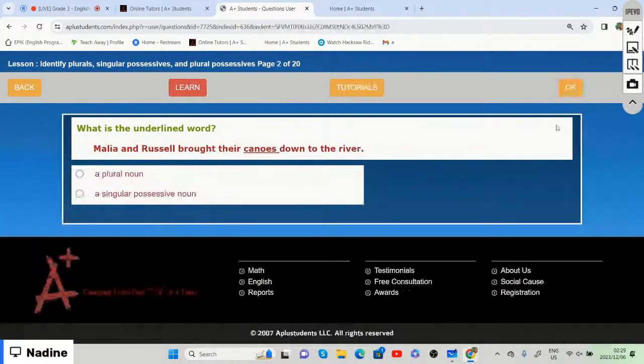Malia and Russell brought their canoes down to the river. So canoes, is that a plural noun or is it a singular possessive noun? Canoes. All right, so since there's no apostrophe, it does not show ownership, it doesn't show any form of possessiveness, we can say this is a plural noun.